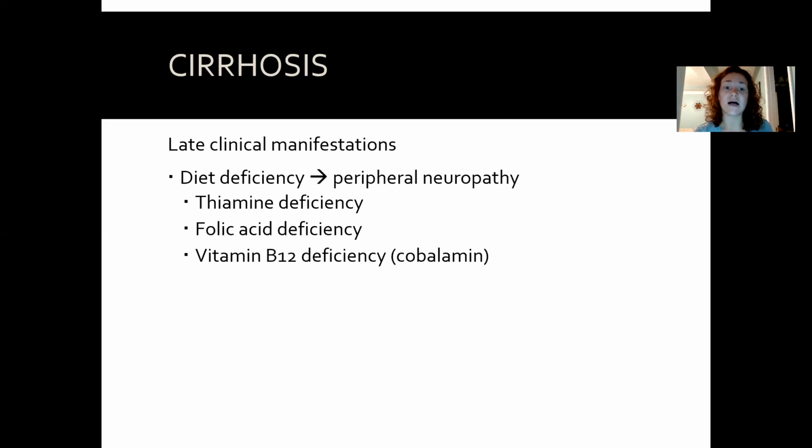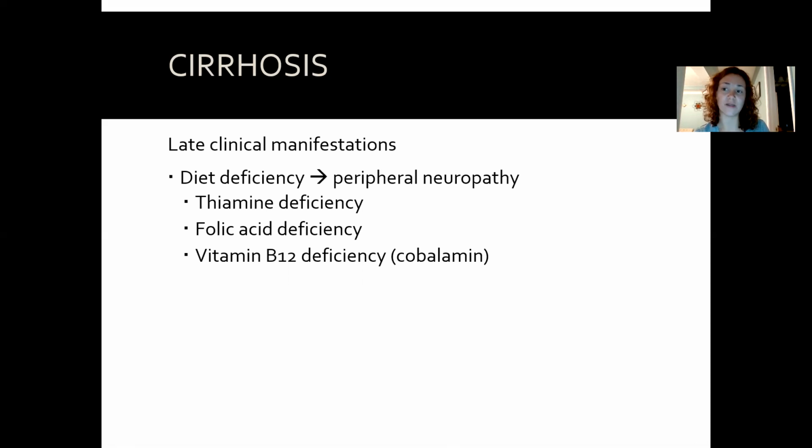And then we're going to see deficiencies in proteins and deficiency in albumin. We'll also see deficiencies in vitamins. So we'll have a thiamine, folic acid, and vitamin B12 deficiency. These also all play a role in proper RBC production.